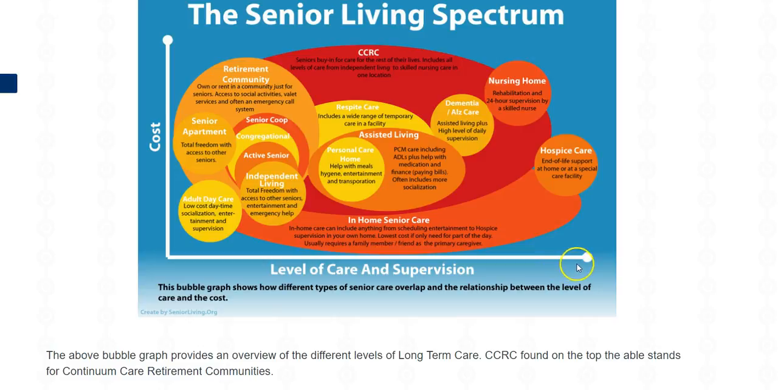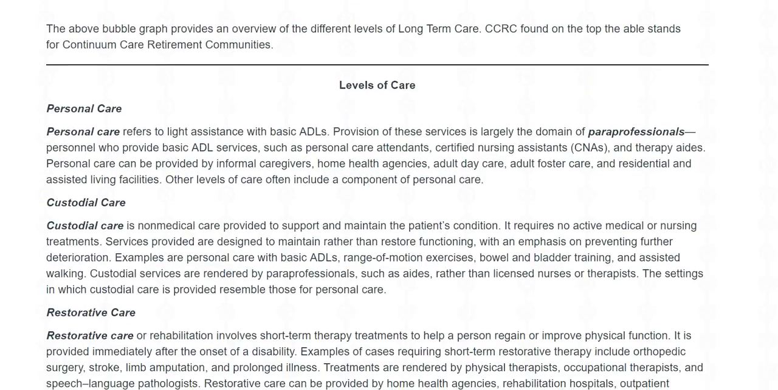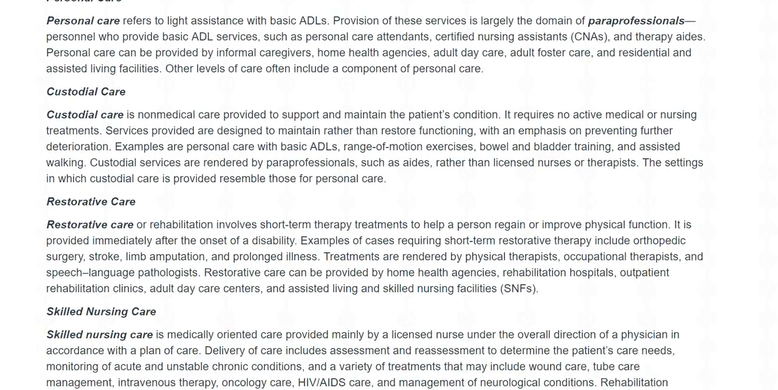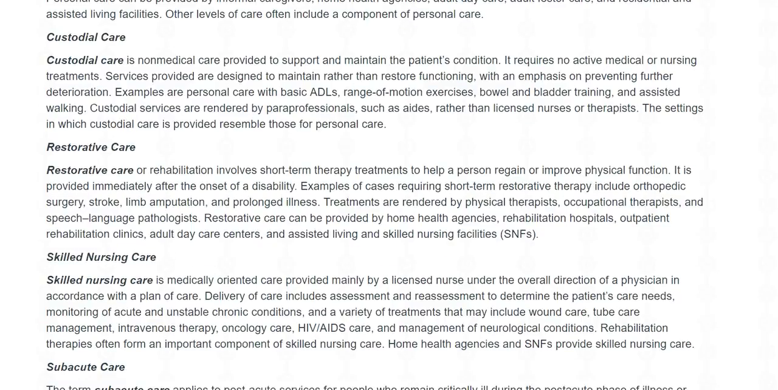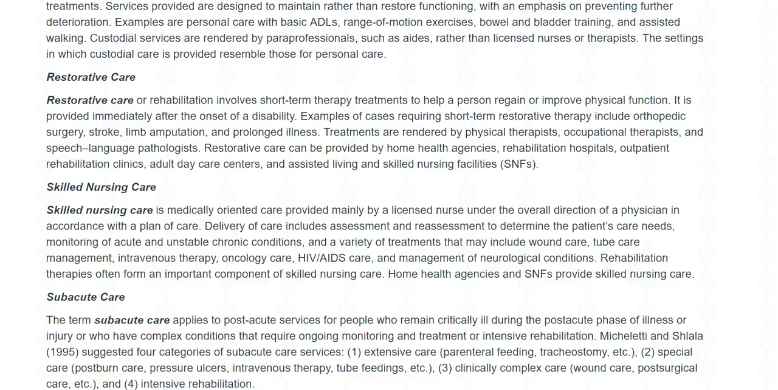Okay. Now let me go a little further down. Then here are the different levels of care. Be sure to read it over. Oh, and really quick, I just want to make sure that when you guys see the ADL, it's activities of daily living. Before I go any further, I want to jump to the long-term care PowerPoint presentation and discuss long-term care in a little more detail.